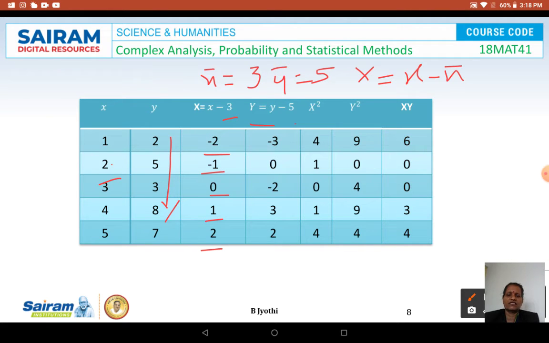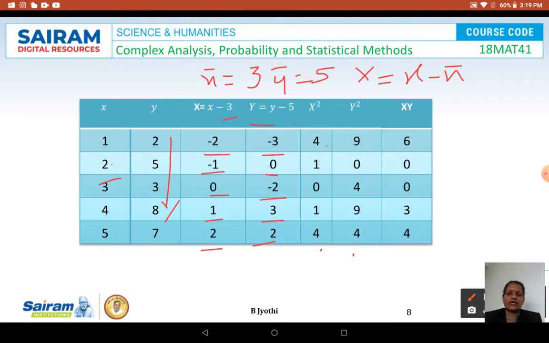That is 2 minus 5 is minus 3, 5 minus 5 is 0, 3 minus 5 is minus 2, 8 minus 5 is 3 and 7 minus 5 is 2. Next, we need x square as well as y square, because we need to calculate y on x as well as x on y. The two lines of regression have to be calculated.